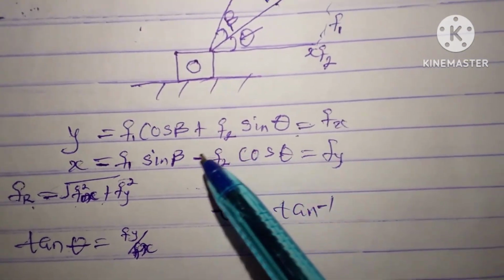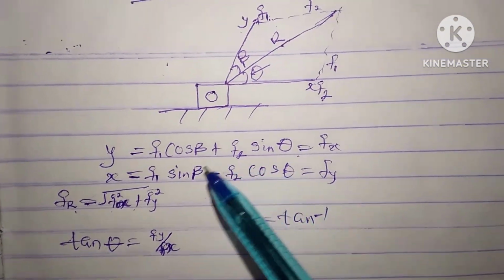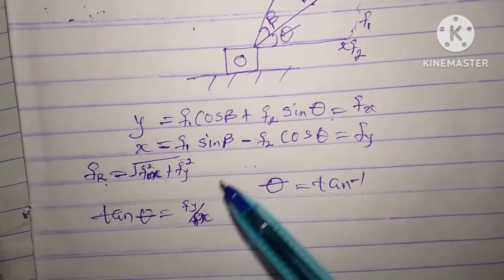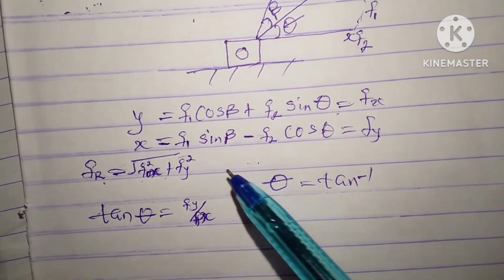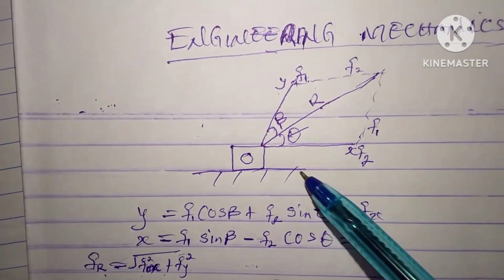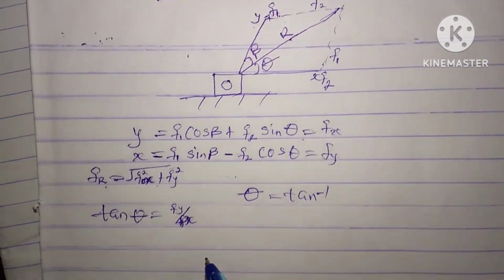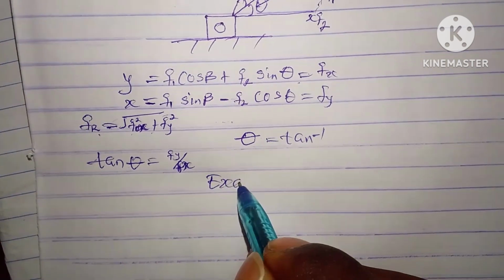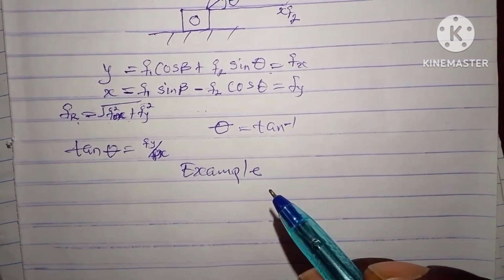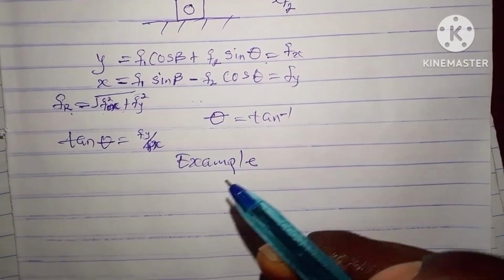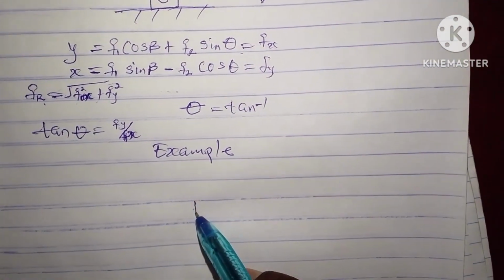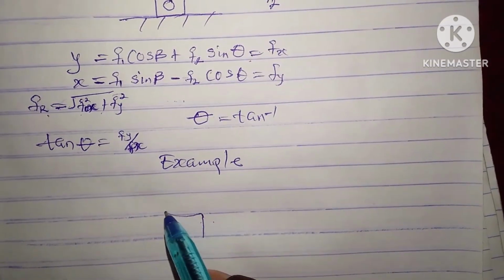So these are the basic principles or fundamental things that you are going to follow to find the angles, or the forces, that are acting on the body in a given question. So let's have an example. All right, we have something of this kind. Let's have an example like this.